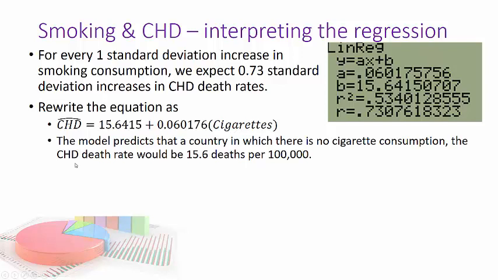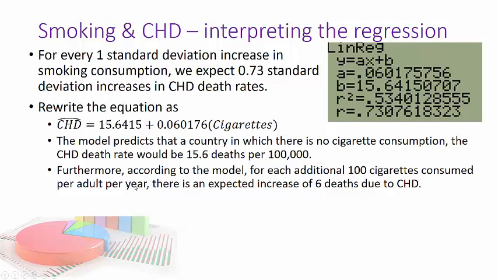And here's a great sentence you could use to describe it. The model predicts, notice predict, that in a country in which there is no cigarette consumption, the CHD death rate would be 15.6 deaths per 100,000. Notice the units. And here we're talking about this y-intercept here. So we are interpreting that right now. Okay. Furthermore, according to the model, for each additional 100 cigarettes consumed per adult per year, there's an expected increase of 6 deaths due to CHD.